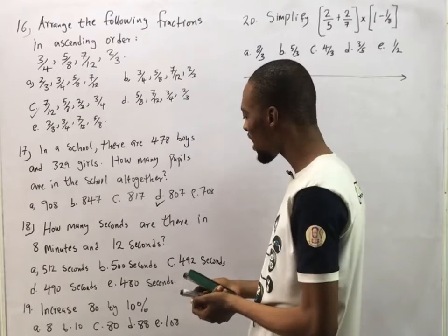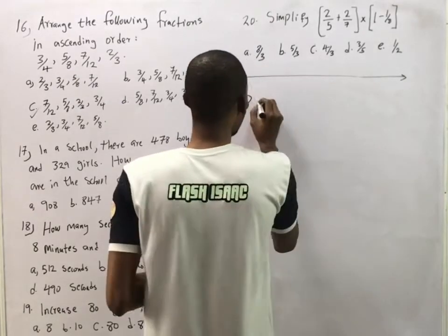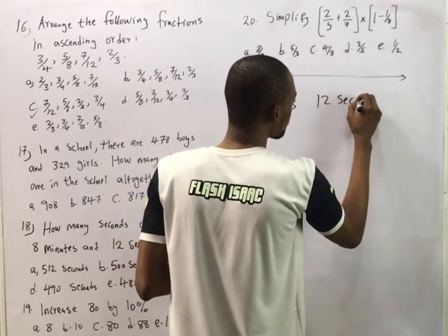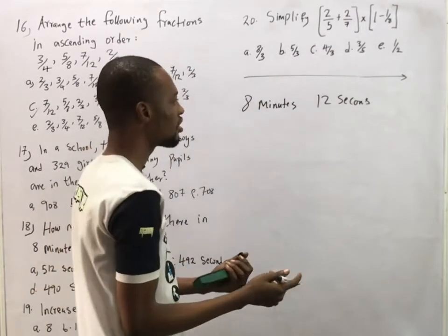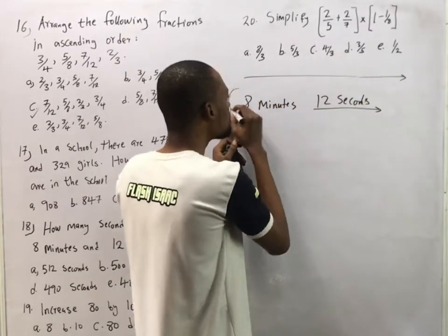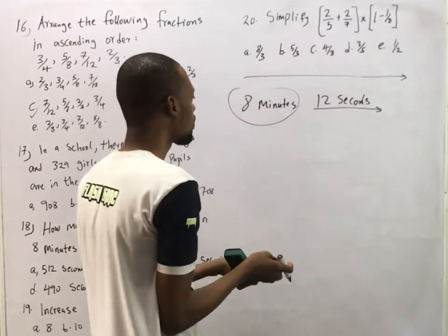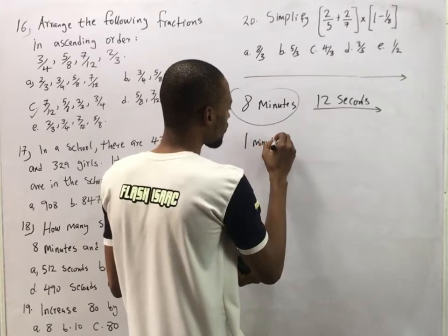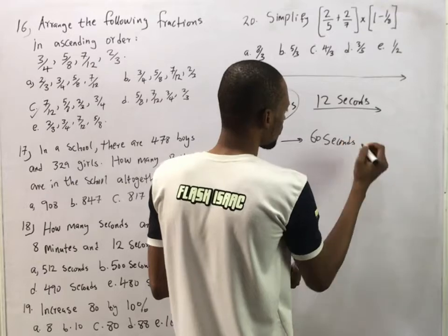How many seconds are there in 8 minutes and 12 seconds? So 8 minutes, 12 seconds. So we are asked how many seconds are there in total. So we already have the time in seconds. We have to convert 8 minutes to seconds and add to the seconds we already have. And remember, 1 minute is equals 60 seconds.